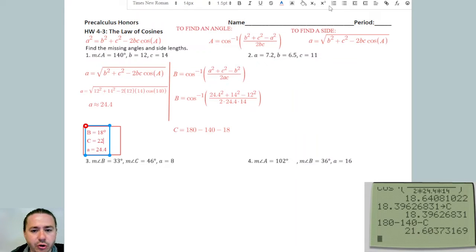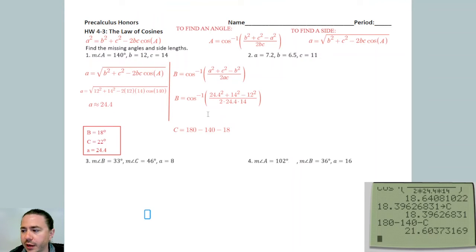Now, I did say you could have used law of sines here, and I'll show you that for this one problem. But since we're trying to practice the law of cosines, I'm going to mostly be doing law of cosines throughout this and working it out just like I worked out this one. But if I use the law of sines to find angle B, we should still get 18 degrees, but let's see how that would work out.